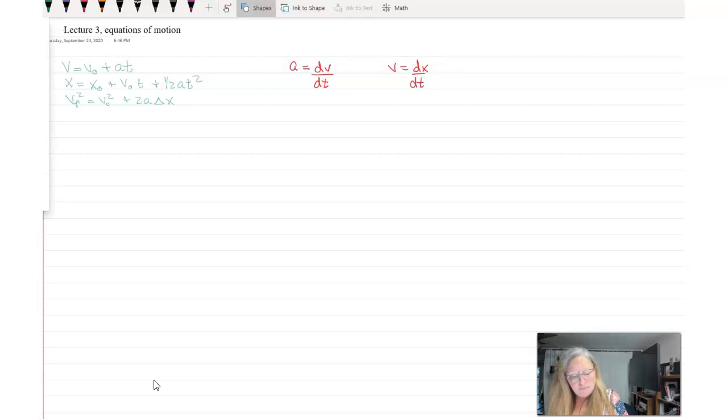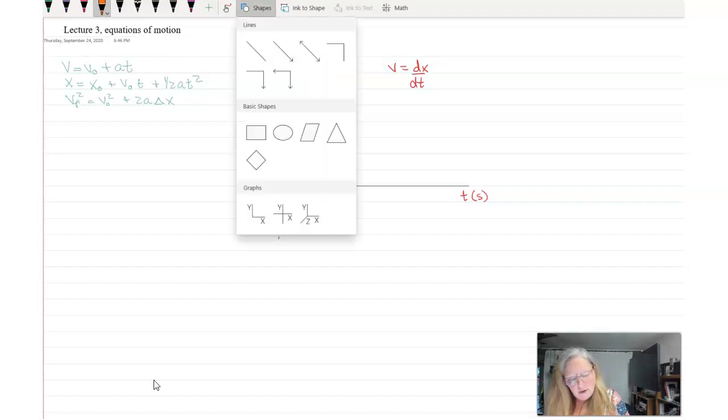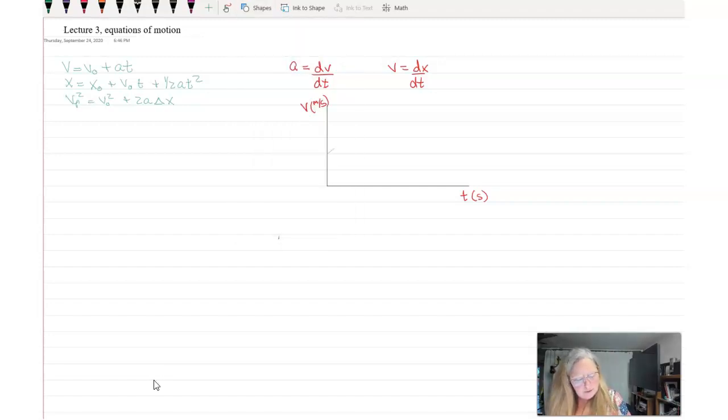Oops, let me do a shape. So I'm going to start with a graph. There we go. And with my graph, let's do velocity. Velocity in meters per second and time in seconds. And for this one, I'm going to have some fun, and we're not going to start at the origin. Here we go. So that tells me that I have some V initial.